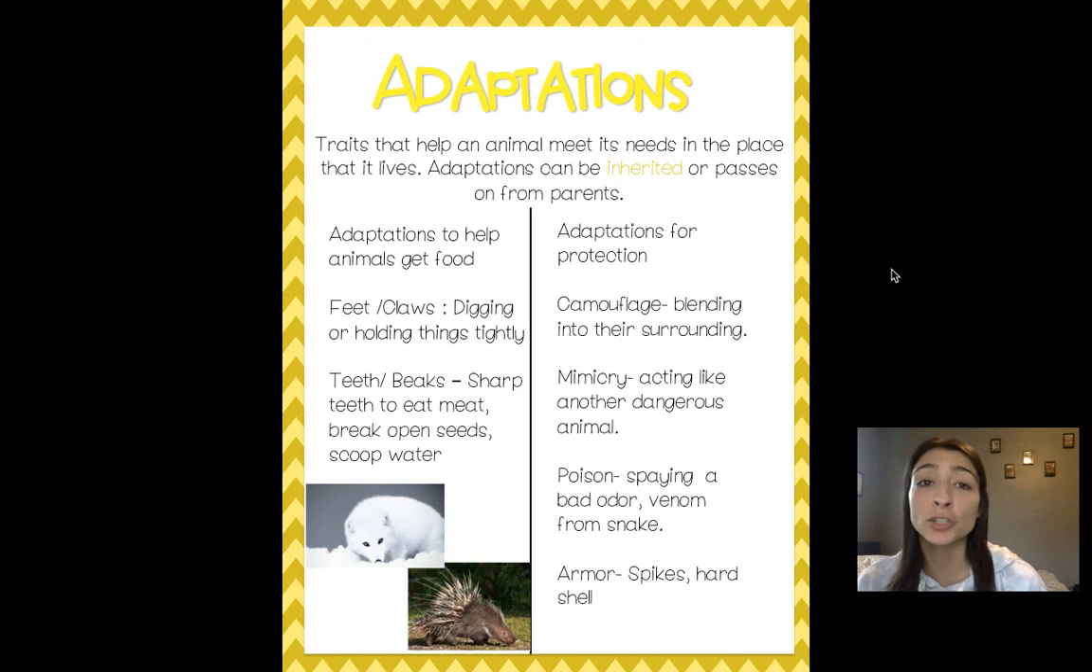So, adaptations are traits that help an animal meet needs in the places and times of its life. All right. So adaptations can be inherited, just like how you inherit traits from your parents. Maybe your mom or dad has brown hair and you got brown hair. Maybe they have curly hair and you got curly hair. So they are passed on from the parent down to the child.